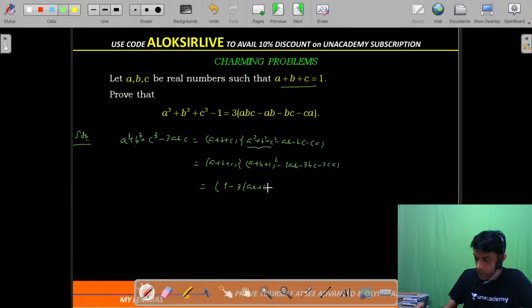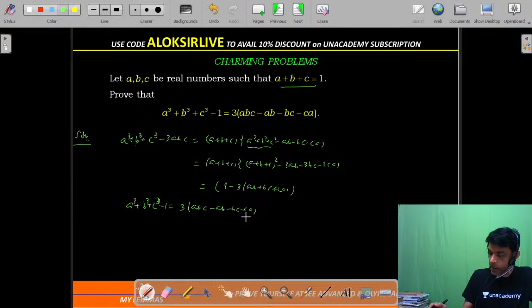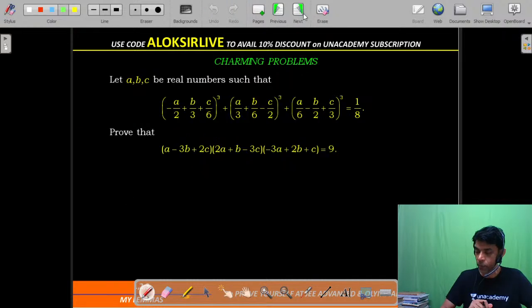I can take this one on the left hand side, so I get a cubed plus b cubed plus c cubed minus 1. That is 3 times (abc minus ab minus bc minus ca). So we got this one. So this thing is done. So these two are basic examples. Let's move to the next one.